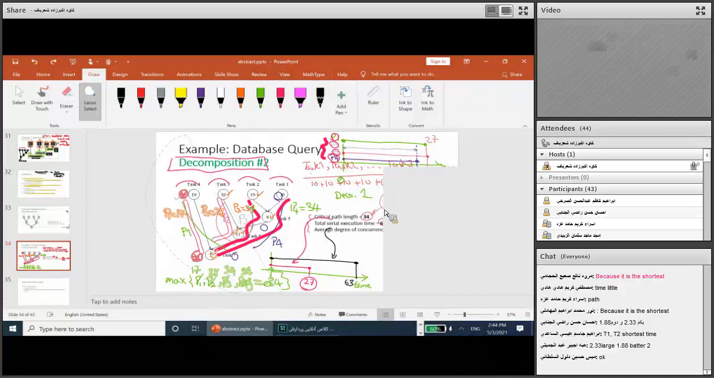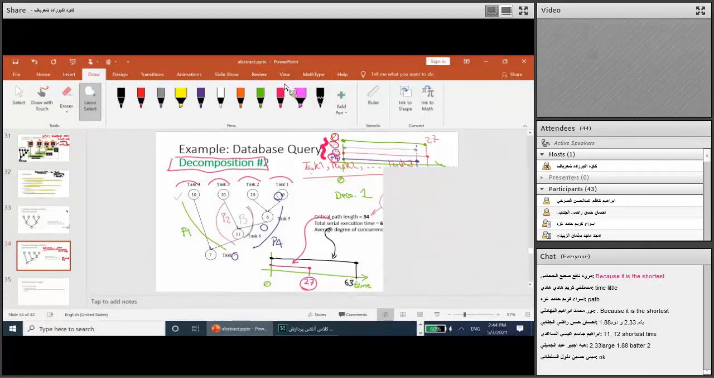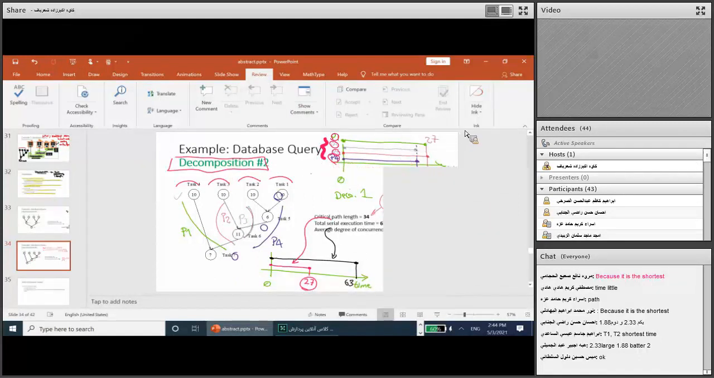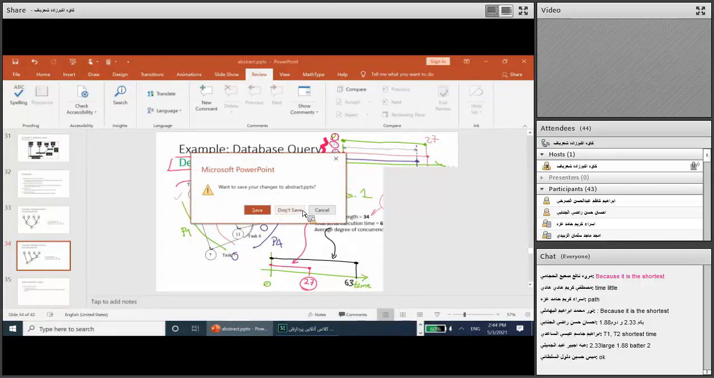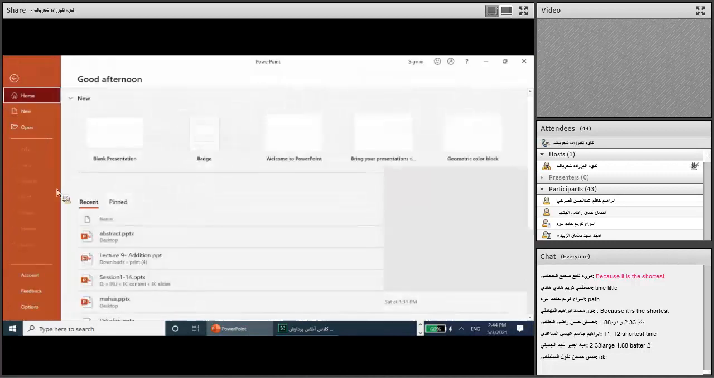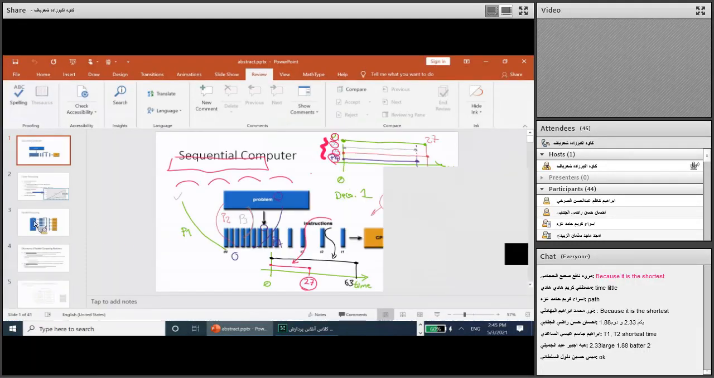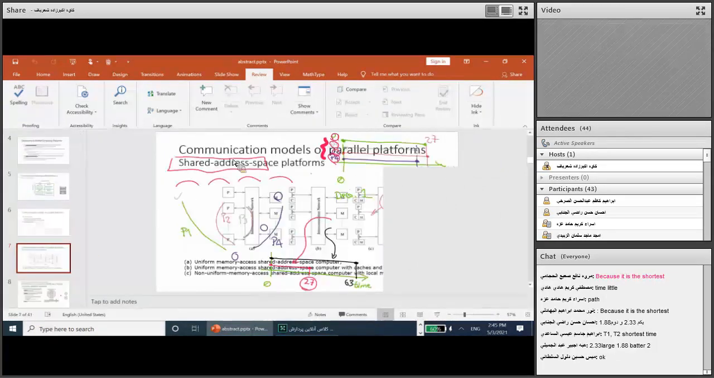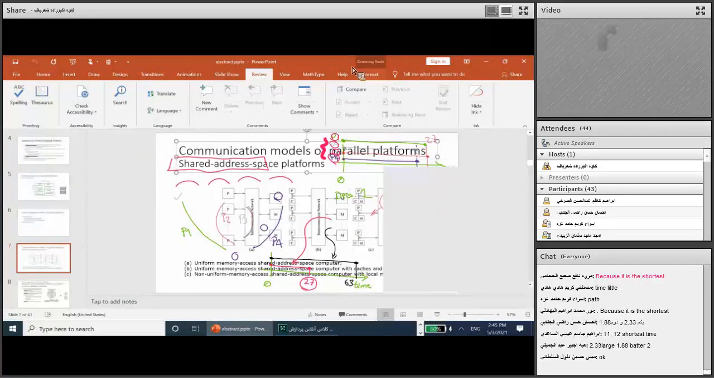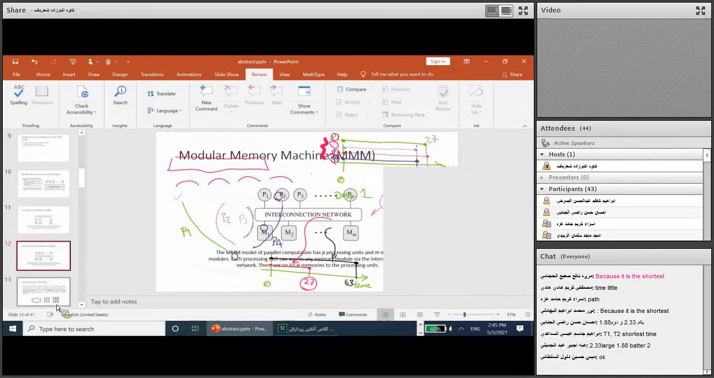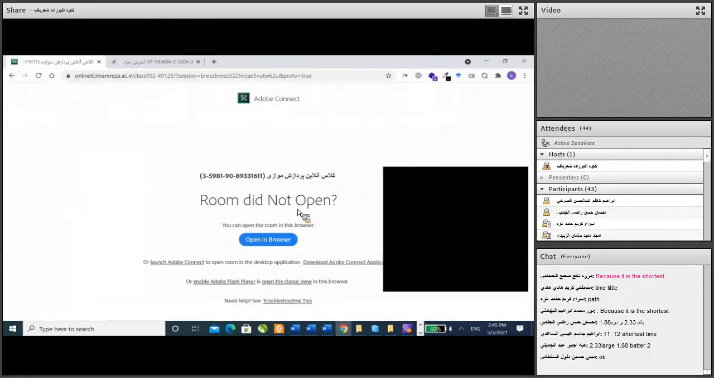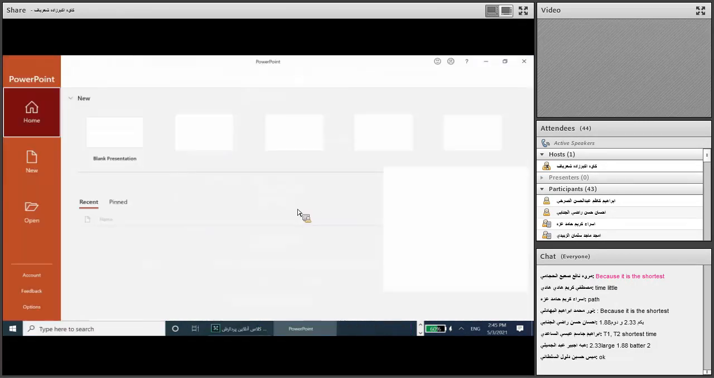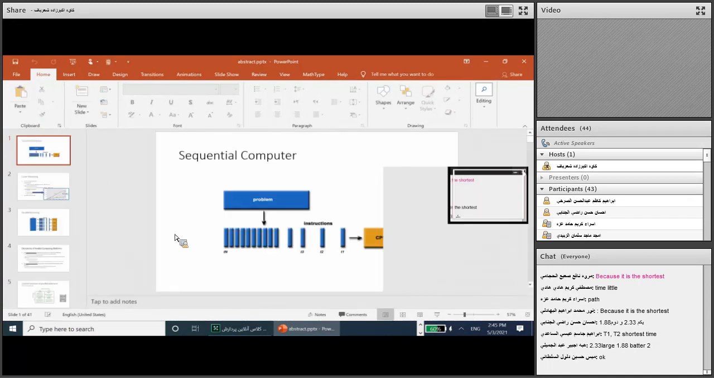Almost all of my figures have been messed up. It's impossible to clear it. Just a moment, I close this presentation and open it again. Why is this happening? Okay.